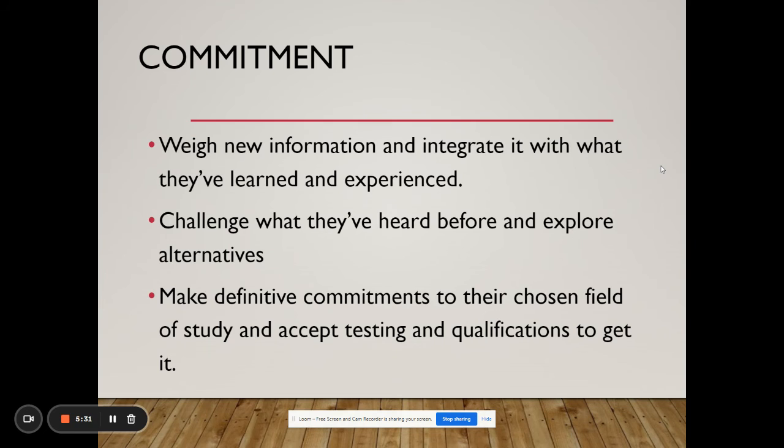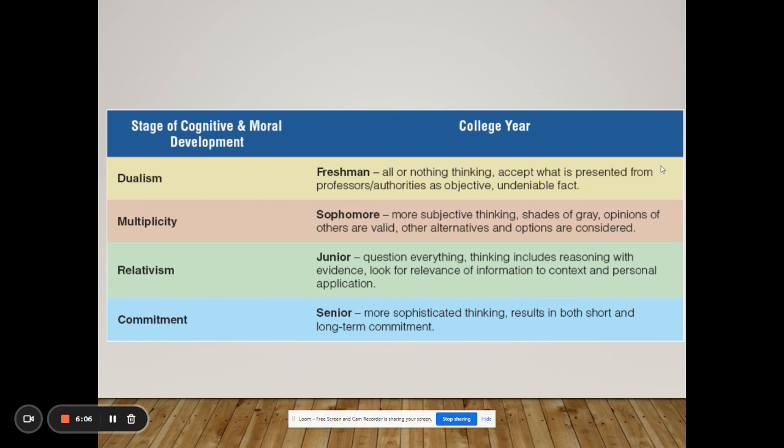And the fourth overarching category is the commitment stage. This is when people are able to weigh the new information they've learned and integrate it with what they've already known in their life or experienced. They challenge what they've heard and they are willing to explore new alternatives. They also make commitments to a chosen field of study and they accept tests and qualifications to get there. So this is somebody who is focused. They know what they have to do. If they want to be a medical doctor, they know that science is super important and they're going to do everything they can to accomplish that.